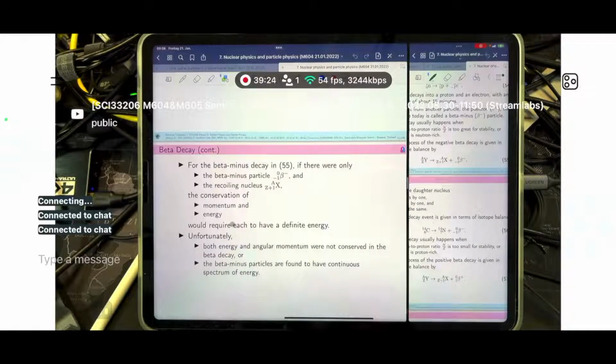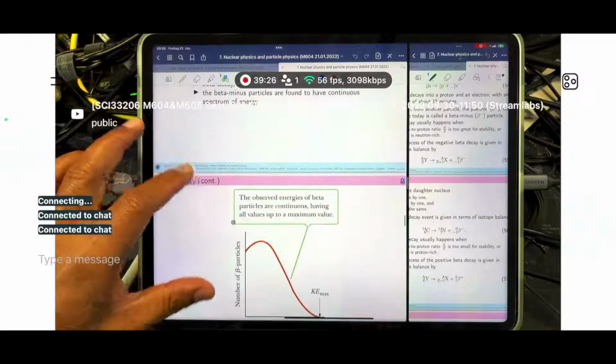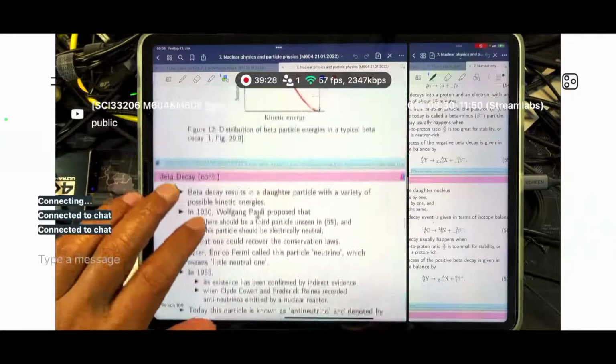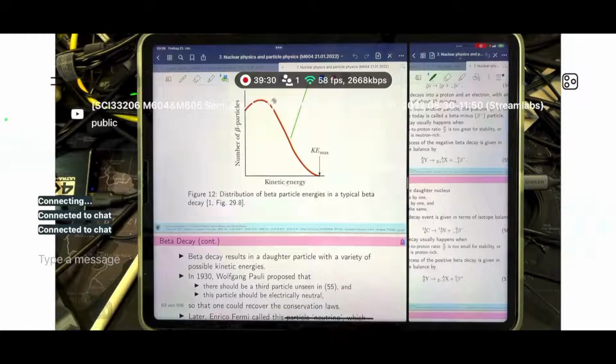But according to the measurement, the output is not discrete. The energy spectrum of the emitted beta particles is not discrete, it is continuous. So there should be something wrong, okay? And Wolfgang Pauli said there should be another particle on the right-hand side, apart from the electron or the beta particle.